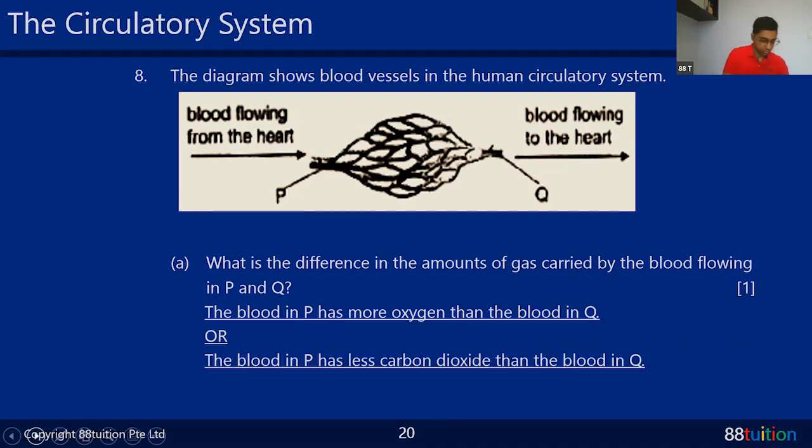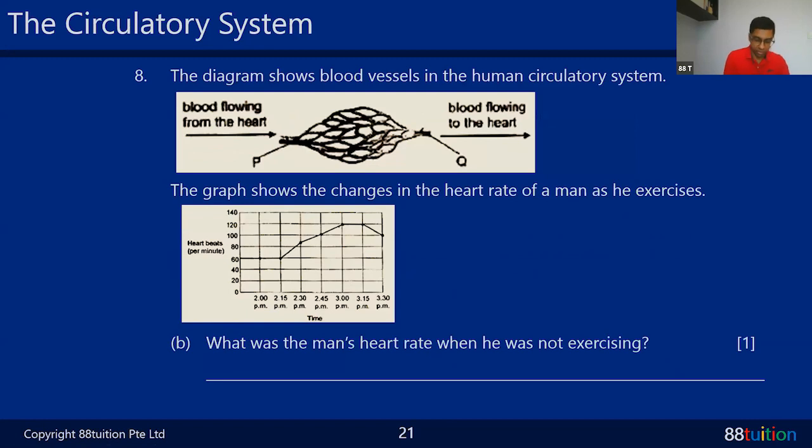Now, they can incorporate the graph again. So let's look at the graph. He's resting, he's exercising, he takes a break, and then his heart rate goes down. The heart rate stays at 120. Maybe he's taking a break. He's actually exercising here also. He's not taking a break.